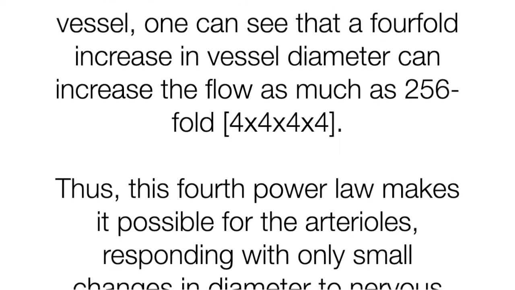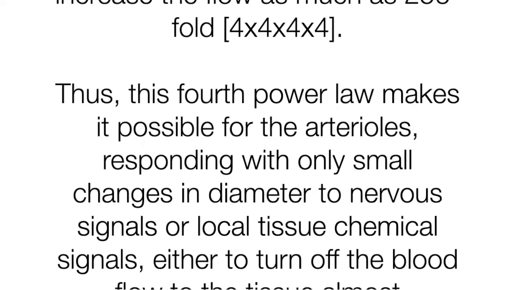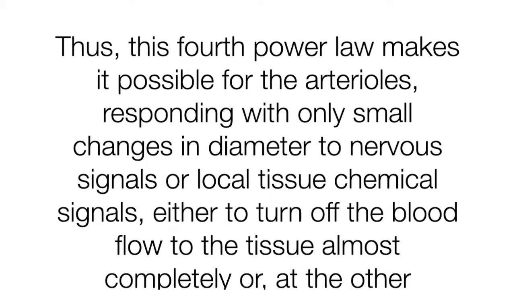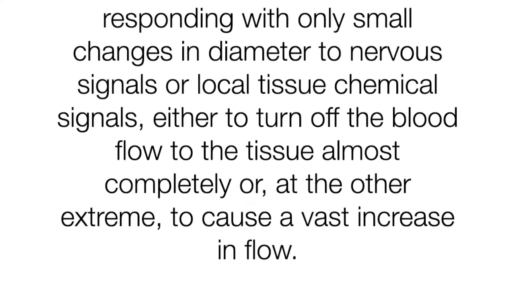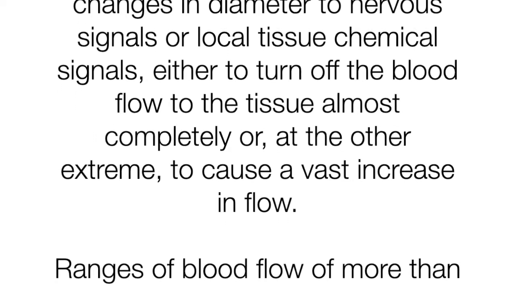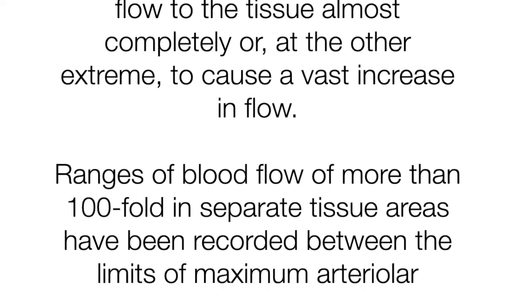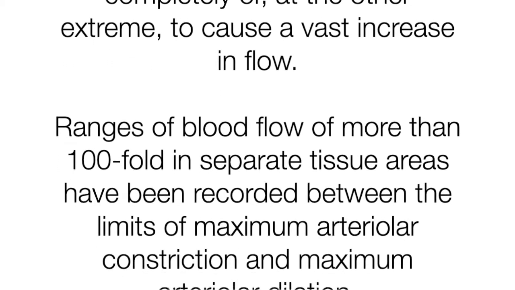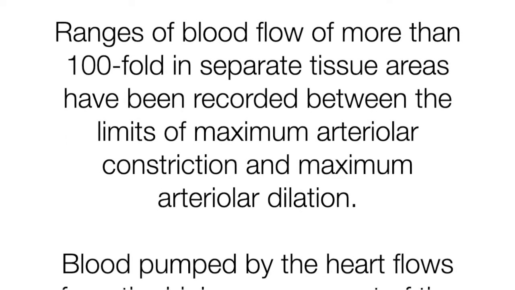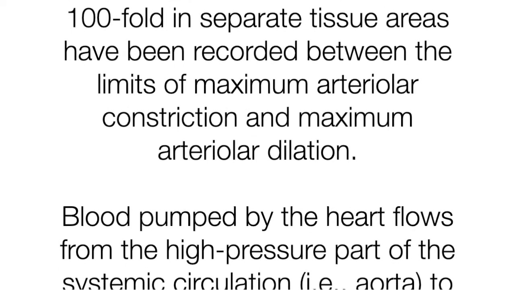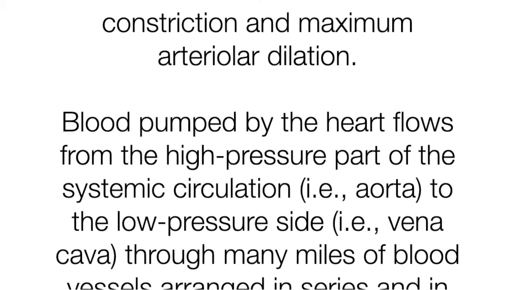Thus, this fourth power law makes it possible for the arterioles, responding with only small changes in diameter to nervous signals or local tissue chemical signals, either to turn off the blood flow to the tissue almost completely, or at the other extreme, to cause a vast increase in flow. Ranges of blood flow of more than 100-fold in separate tissue areas have been recorded between the limits of maximum arteriolar constriction and maximum arteriolar dilatation.